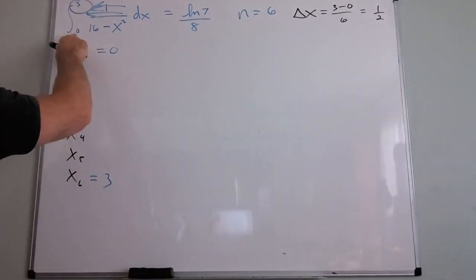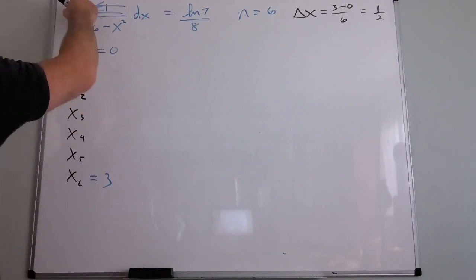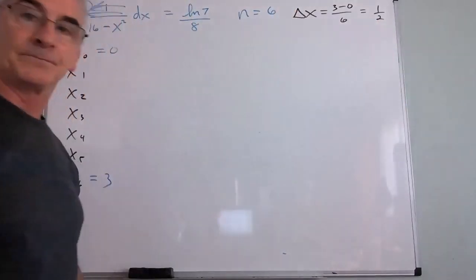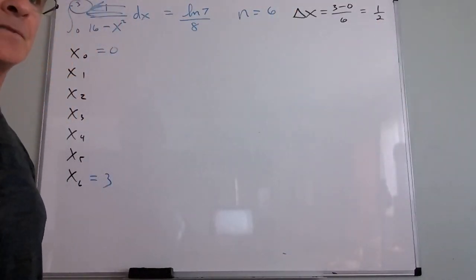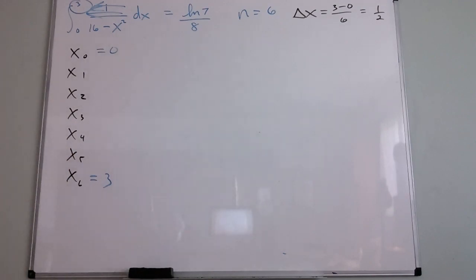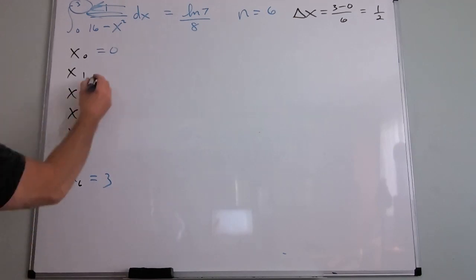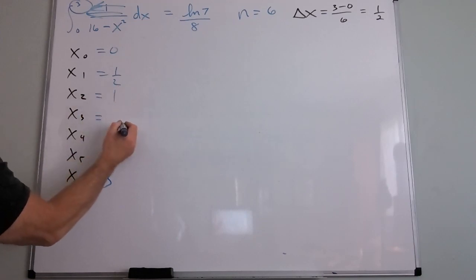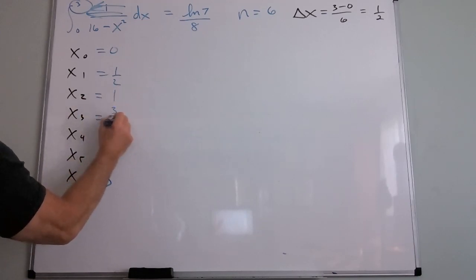X0 is my starting point. X6 is my ending point, and I'm going to count by halves. Now, if I'm counting by halves, please fill these in for me. Tell me what all of those are. There's no ambiguity there. So what would x1 be? 1/2. Half. What's x2? 1. Keep going. 1.5, 2, 2.5, then 3.